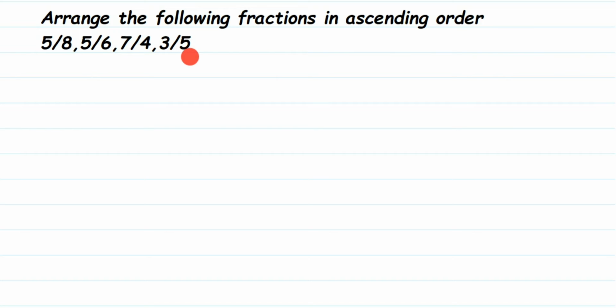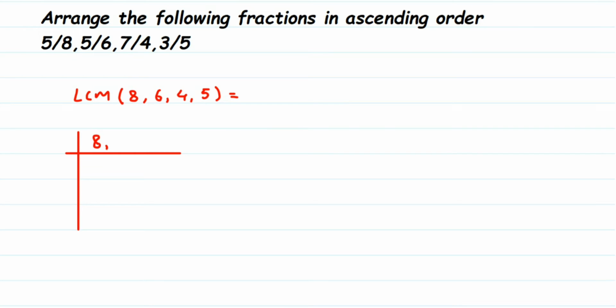To do that, we're going to take the LCM of all the denominators. The LCM of these numbers is going to give us the number which we have to change them to. So we have to find the LCM of 8, 6, 4 and 5. Let's find the LCM first. So here we have 8, 6, 4 and 5.